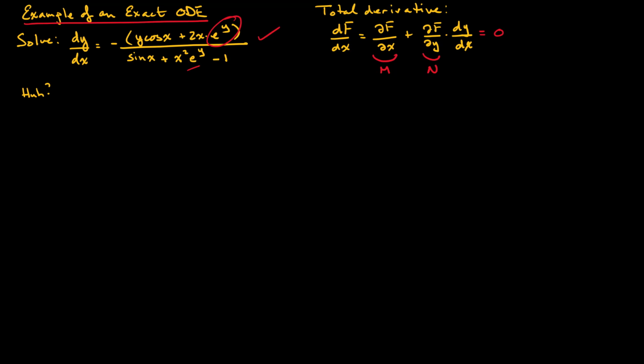So rearranging this, we're going to multiply by the denominator. We're going to have something like sine of x plus x squared e to the power y minus 1 multiplied by dy by dx. And if we add the numerator to both sides, we're going to have y cosine of x plus 2x e to the power y, and all of this is equal to 0.